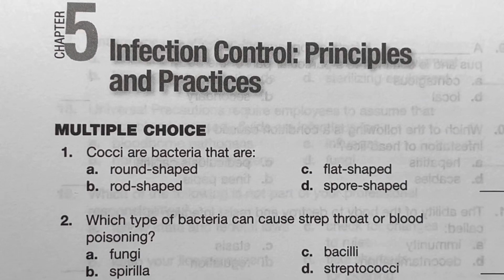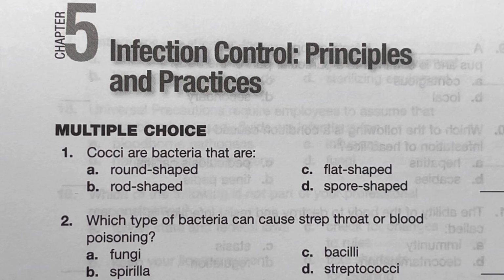Chapter 5, Infection Control, Principles and Practices. Number 1. Cocci are bacteria that are A. Round shape, B. Rod shape, C. Flat shape, D. Spore shape. And the correct answer is A. Round shape.